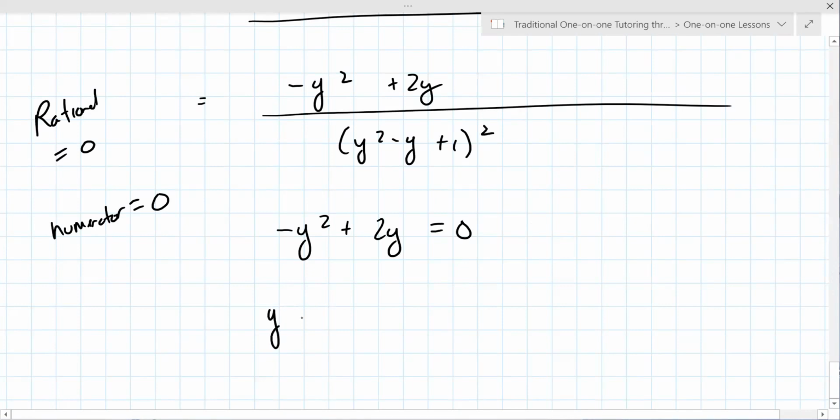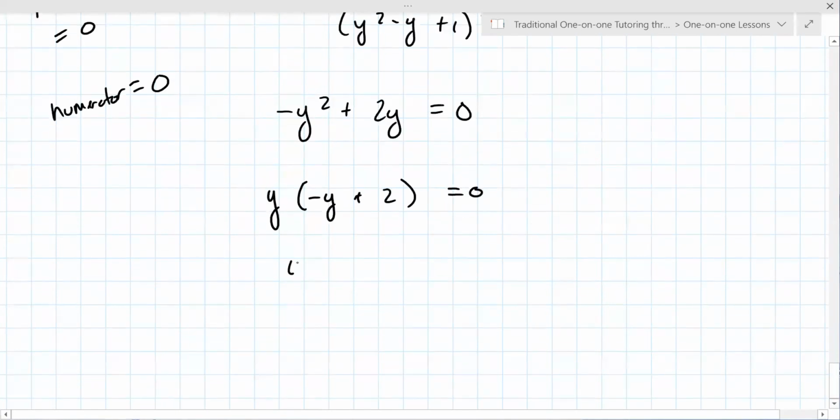So you can factor a y out. Minus y plus 2 equals 0. So either y equals 0 or y equals minus 2.